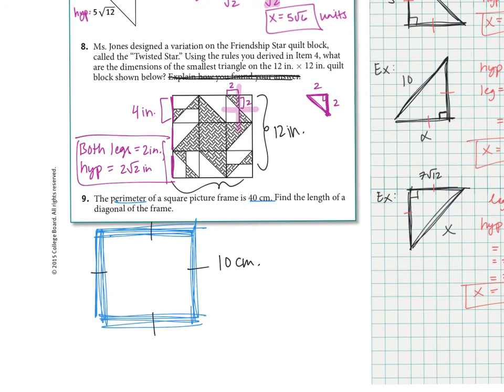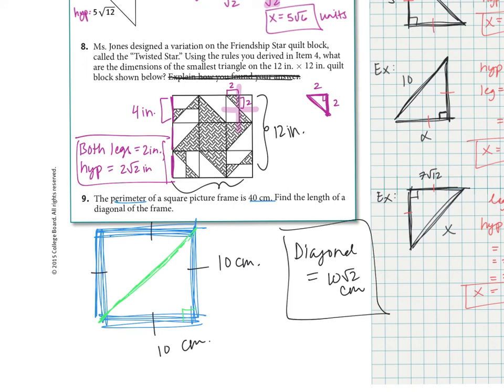So it says find the length of a diagonal of the frame. So let's look at our diagonal of our frame. All right, wait a minute. Doesn't this look familiar? Doesn't this look like a 45, 45, 90 triangle, right? Where we have 10 on one side and 10 on the other. I think you can pause the video here. I think you can answer the question yourself. So go ahead, figure out what the diagonal is. Our diagonal, as you know, should be 10 root 2.